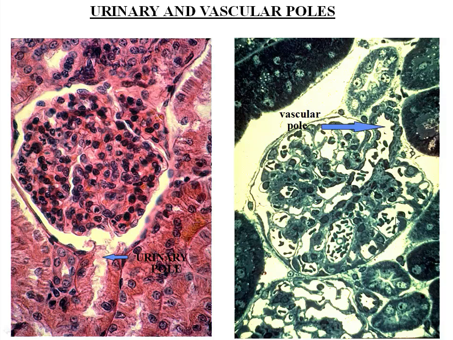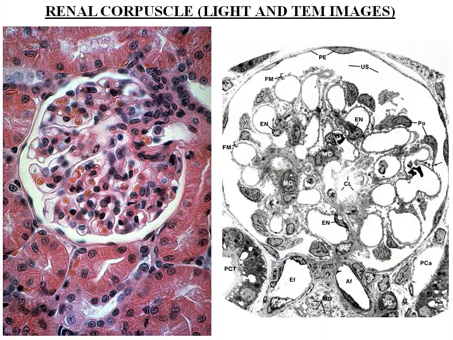And can you notice where the urinary pole is? That may be cut in a different plane, but that is opposite to the vascular pole here somewhere. Okay, here again in the renal corpuscle, light and electromicrograph images. So this is an electromicrograph image, and this is a regular light microscopic image with a color stain, with an eosin hematoxylin stain used here.